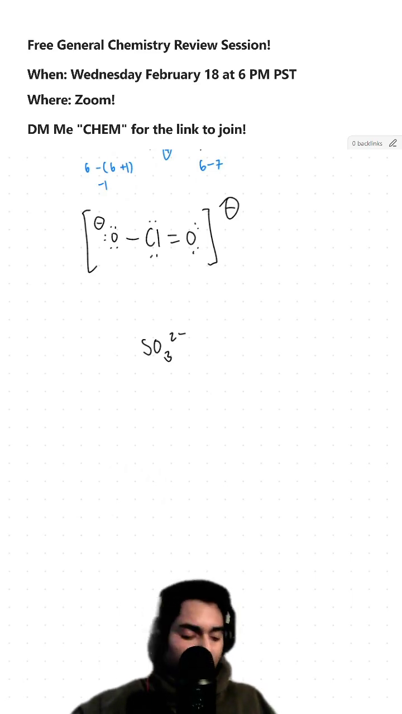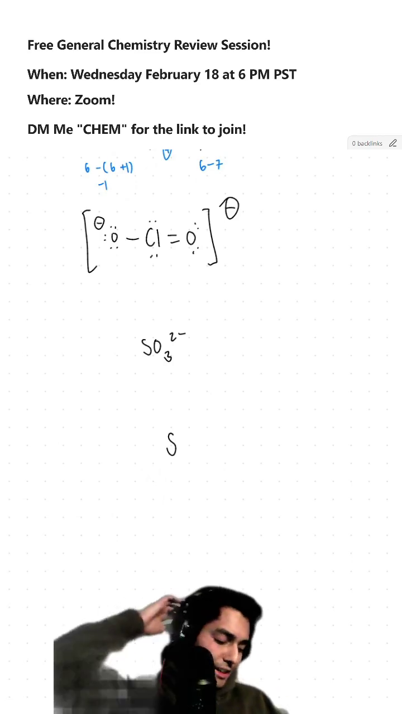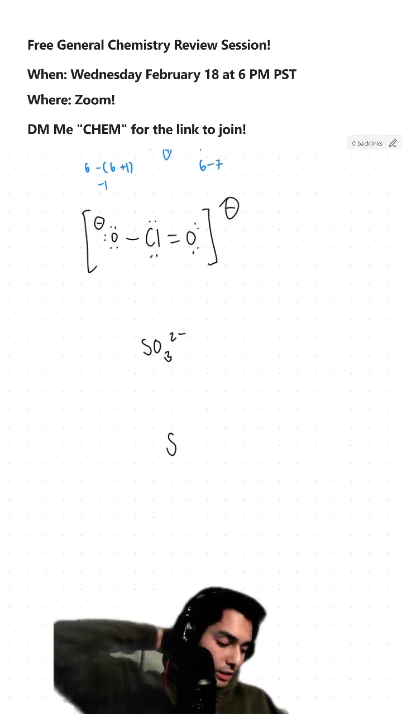I don't know which one's the center atom. I'm going to guess. So I'm going to guess that sulfur is the center atom. Now this is going to be my sulfite, SO3 2 minus. That's my sulfite ion.